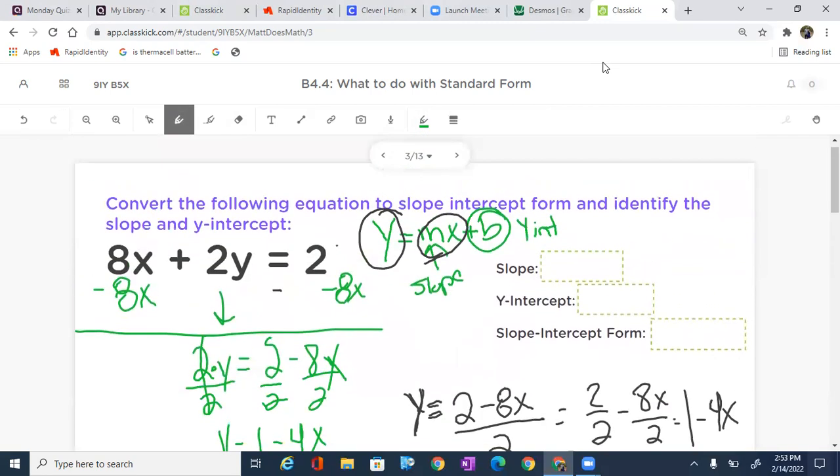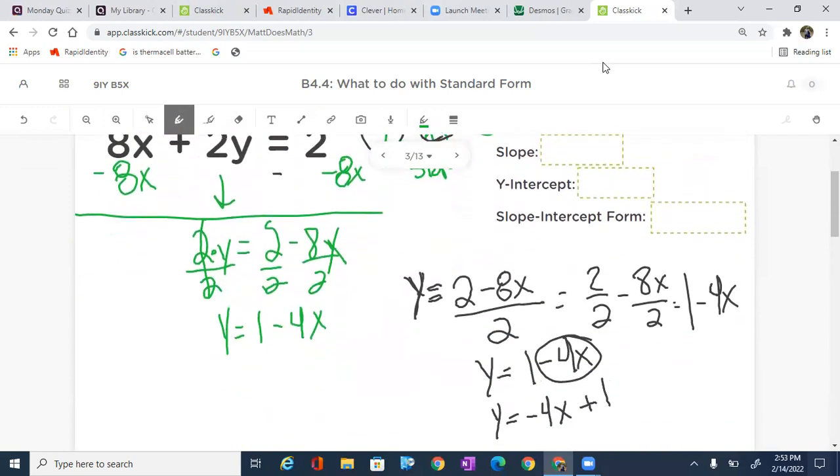Now, the one thing we do want to do is answer a couple of things out of here. What is the slope? The slope is attached to x. That's negative 4. What is the y-intercept? The y-intercept is this value out here, positive 1. And of course, what is our slope-intercept form? y equals negative 4x plus 1.